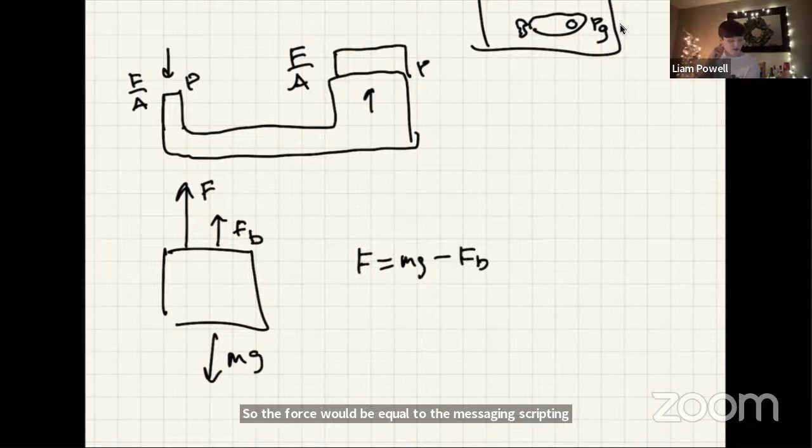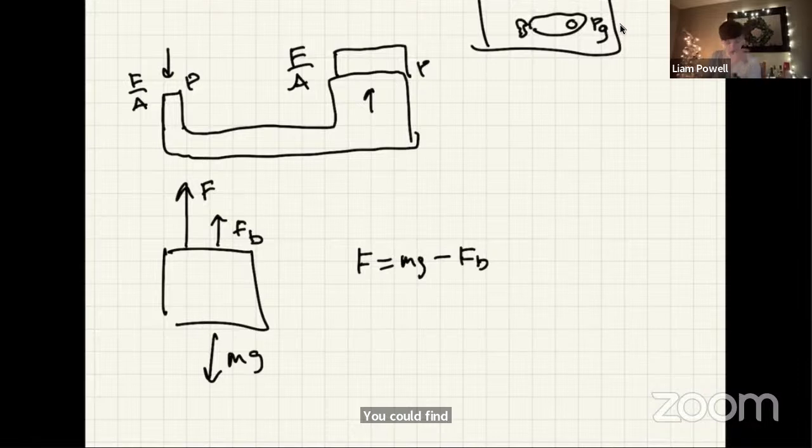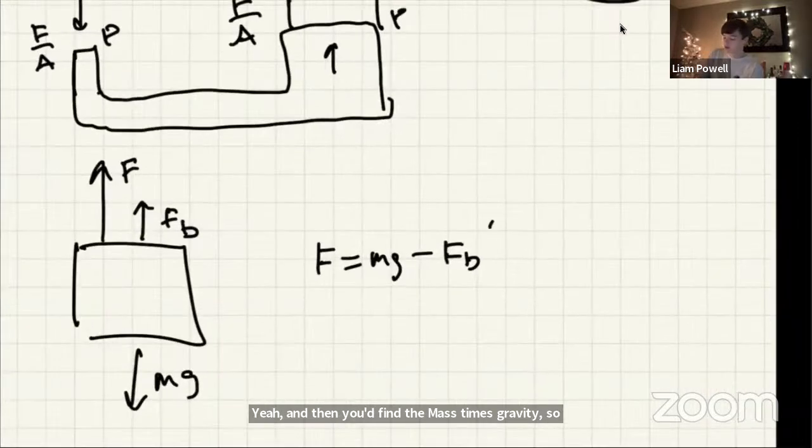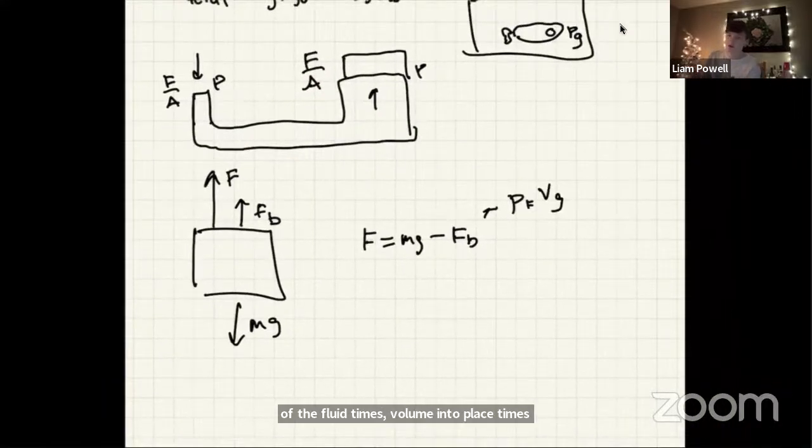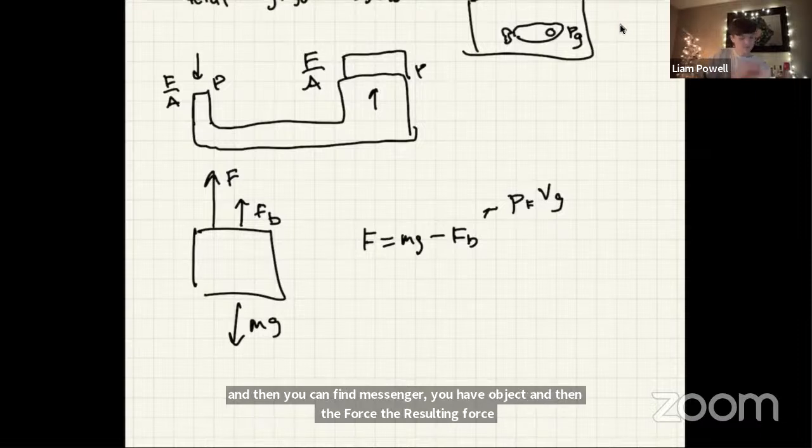And then you would find the mass times gravity. So you could find the force of buoyancy, which is the density of the fluid times the volume of the displaced fluid times gravity, and then you can find the mass times gravity of the object, and then the resultant force.